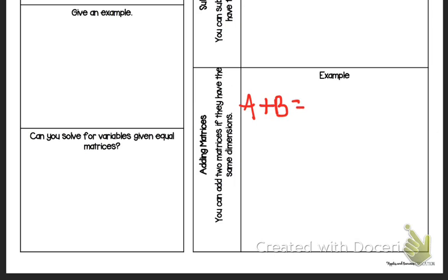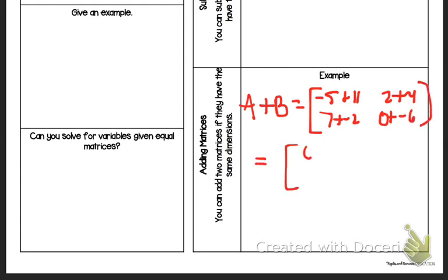So A plus B, you're just adding the corresponding elements. So you would do negative 5 plus 11, 7 plus negative 2, and then 2 plus 4, and then 0 plus negative 6. Which, again, would simplify fairly simply: 6, 5, 6, and negative 6. Okay, so that would be adding matrices.